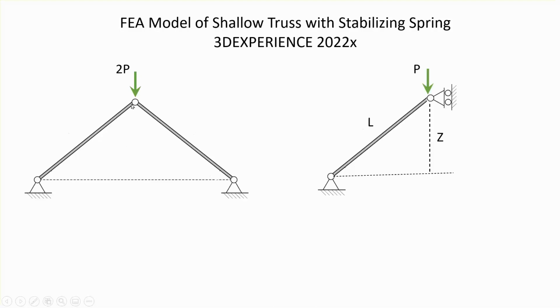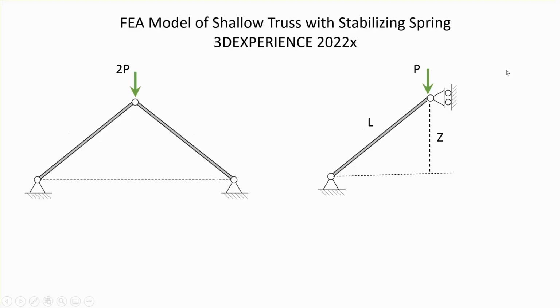Now, because of symmetry, we know that only half of this needs to be modeled, as you see on the right-hand side, except that obviously the load 2P, half of it is going to be imposed here. Now, this height, initial height z, and the length L, the structure is called a shallow truss because z is much, much smaller than the length L. That's why it's called a shallow truss.